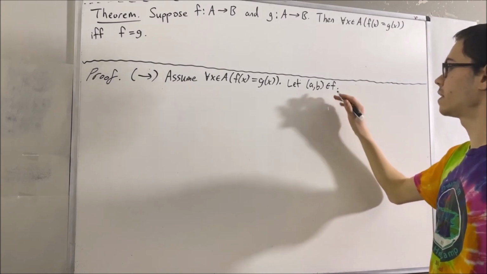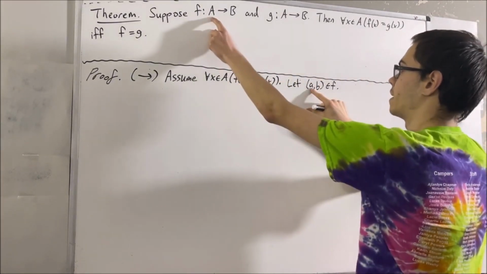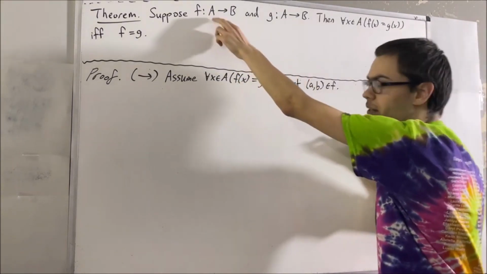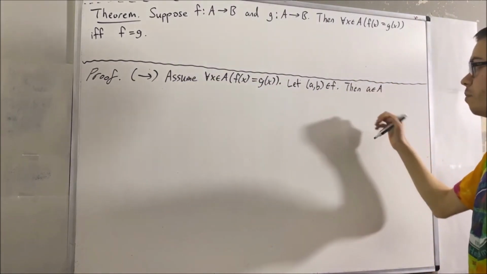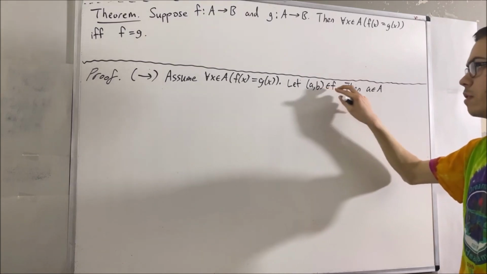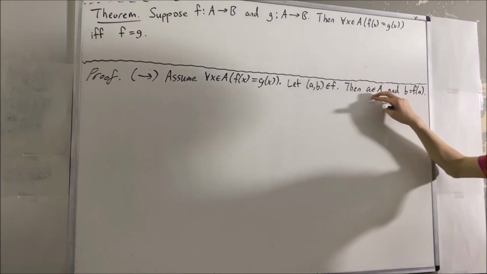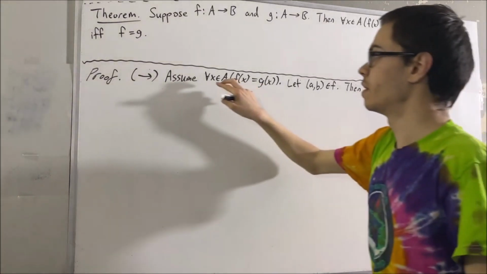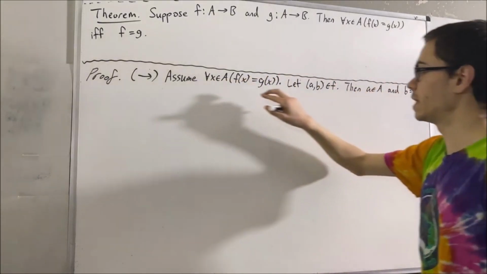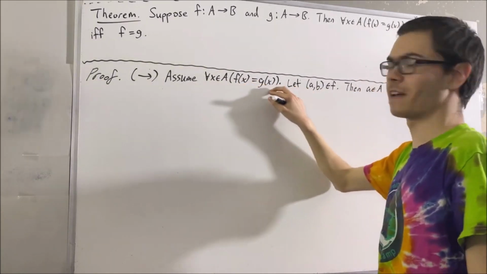Now, because f is a function from A to B, we know that this means a is an element of A and b is an element of B. And I'm actually just going to write that a is an element of A. Also, because f is a function, we know that this is equivalent to saying that b equals f of a. Now, because a is an element of A, and this statement is true for every element in A, it must be true for a. So we can take x and substitute a, and we get that f of a equals g of a.